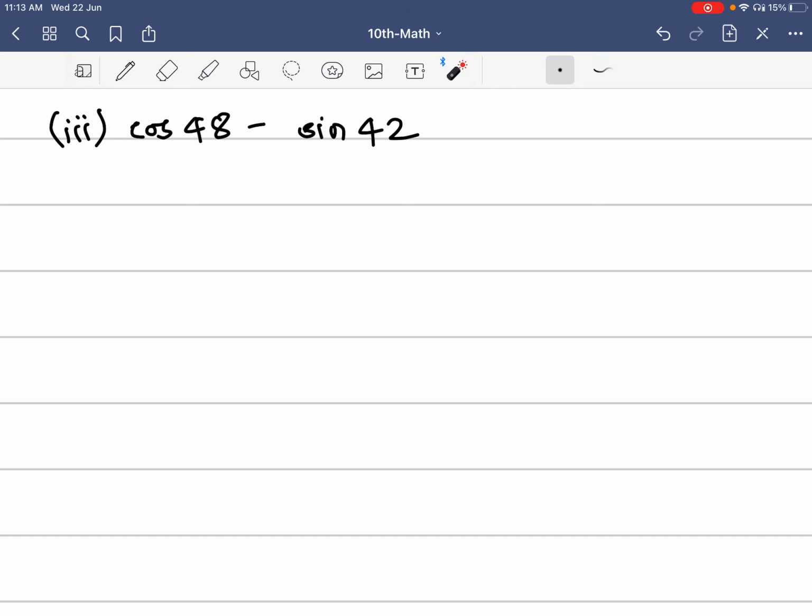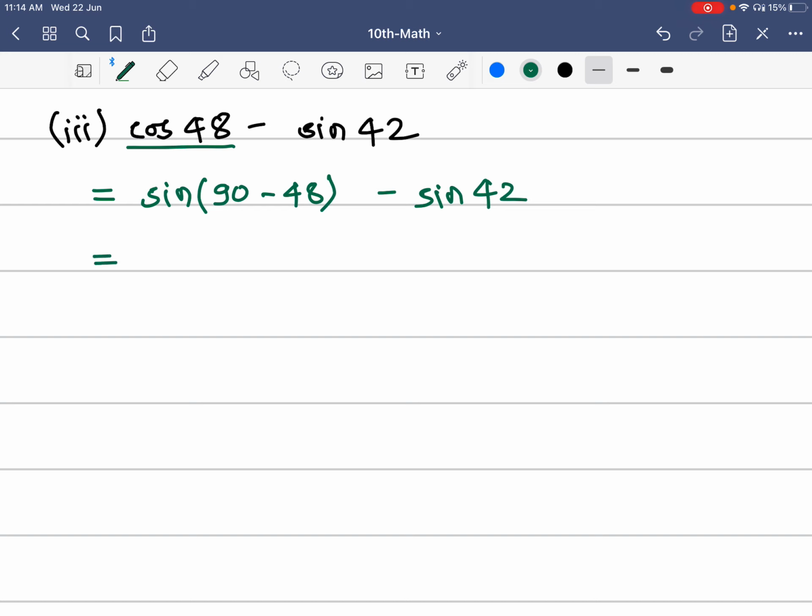Once again, our first and most important observation here is 48 and 42. The summation of these two numbers is 90, which means we can use the complementary angle property and convert cos to sine or sine to cos. So I'm going to do it directly. Cos of 48 can be written as sine of 90 minus 48. You change cos to sine and you change A to 90 minus A. That's how it works, and this remains the same, which is minus sine of 42.